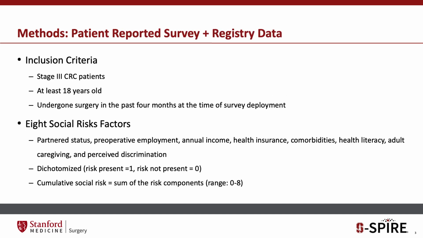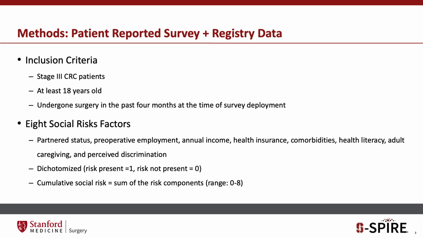To do this, we linked patient-reported survey data to registry-reported long-term cancer outcome data. Inclusion criteria were stage 3 colorectal cancer patients who were at least 18 years old and had undergone surgery in the past 4 months at the time of survey deployment. We utilized 8 social risk factors: partnered status, preoperative employment, annual income, health insurance, comorbidities, health literacy, whether or not they were adult caregivers, and perceived discrimination.